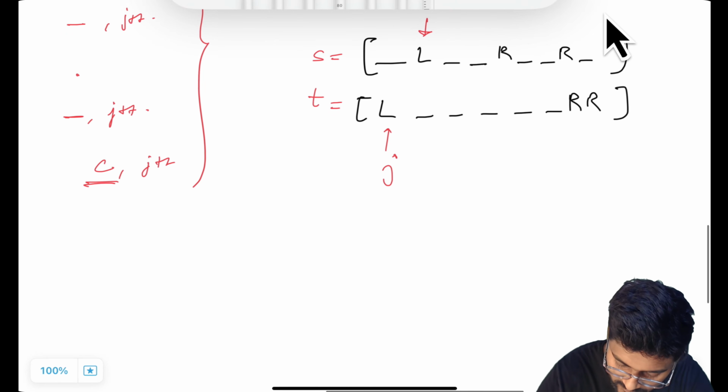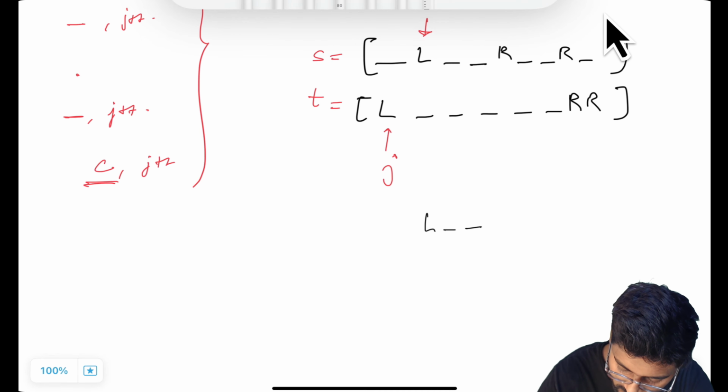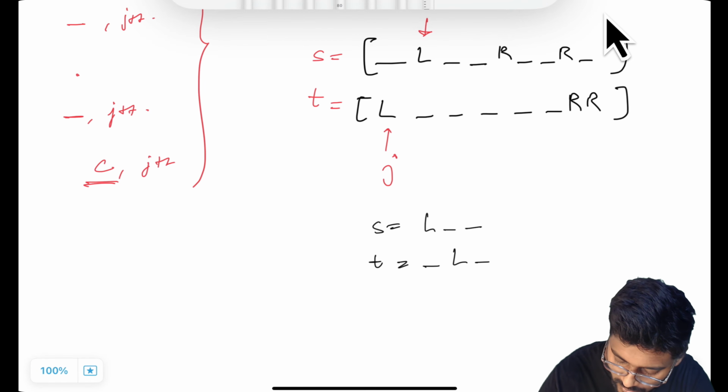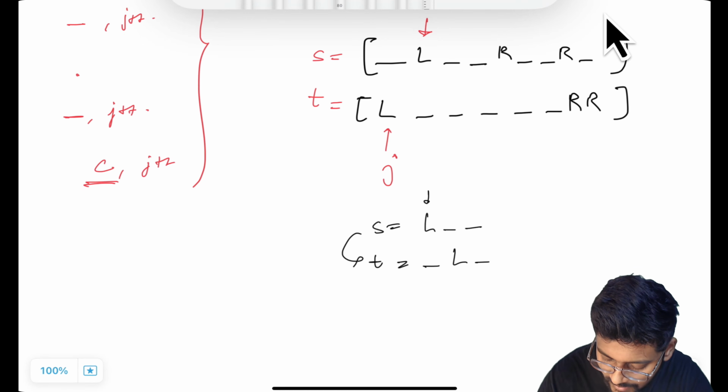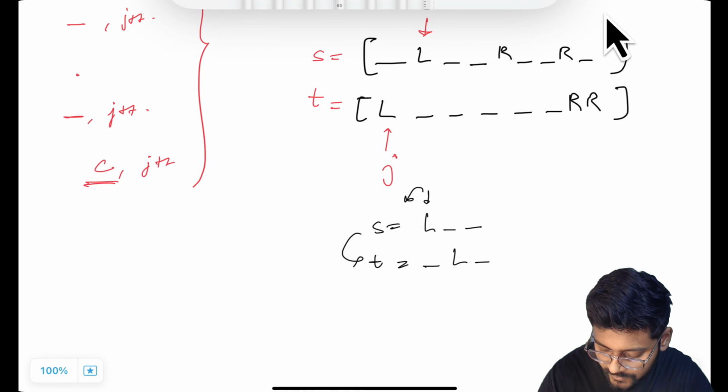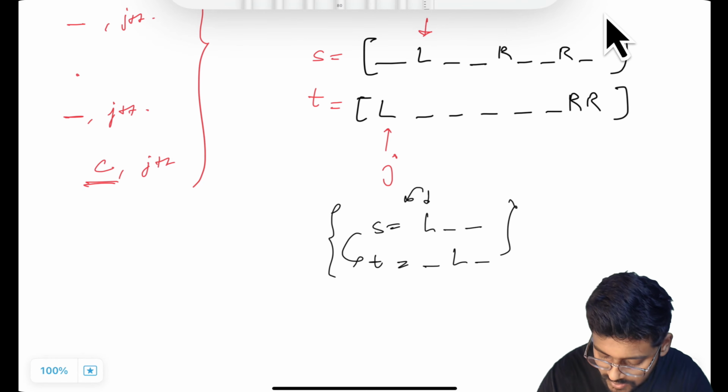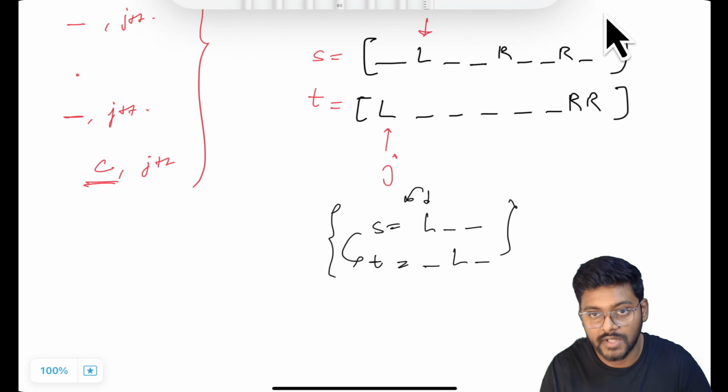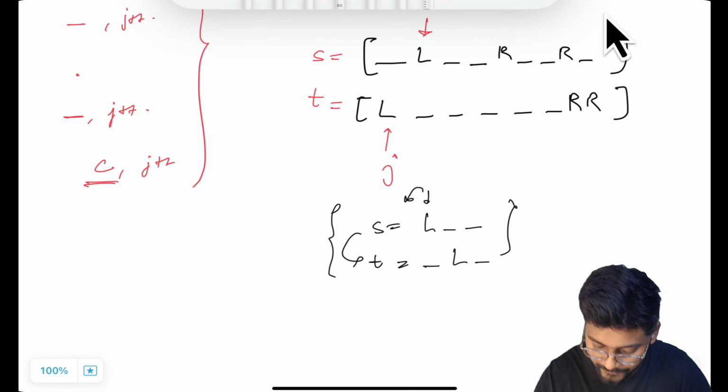Let's say the conditions were something like this: L underscore underscore and underscore L underscore, and this is my source and this is my target. Will I be able to achieve my target from my source? This L can move only to the left direction, so we are not able to move it to the right. It will be false. So we need to see that if it is an L in the starting, its pointer should be more than the pointer in the target.